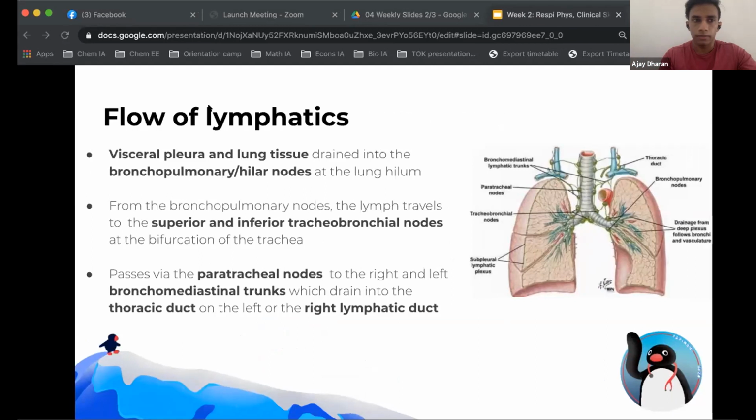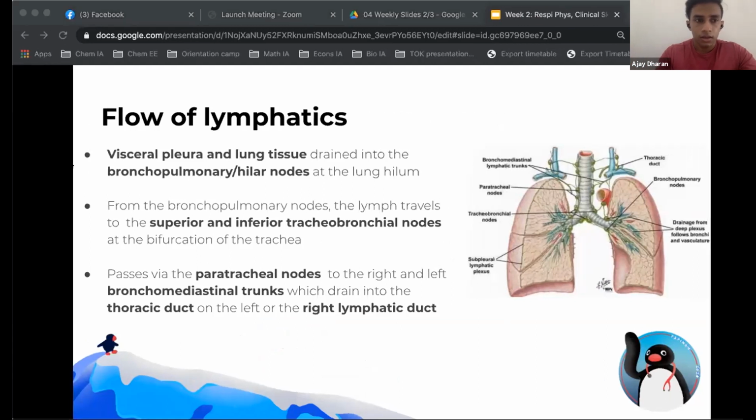Okay, so for the flow of lymphatics, you just need to know a general sense of where your lymphatics flow from. Basically your lymphatics start from your visceral pleura, your lungs, and then they drain into your bronchopulmonary hilar nodes, which let me just try to annotate. So it flows into these areas, and then it flows into your superior and inferior tracheobronchial nodes, which are these two.